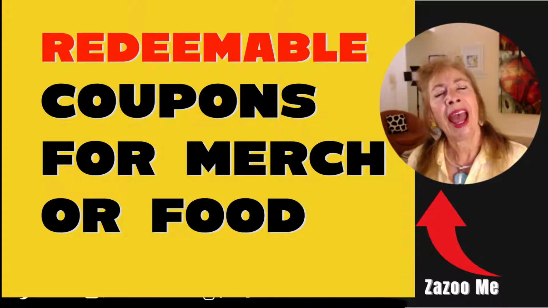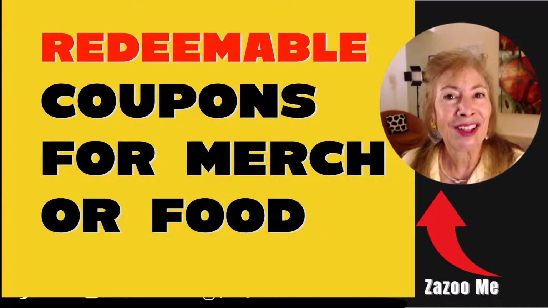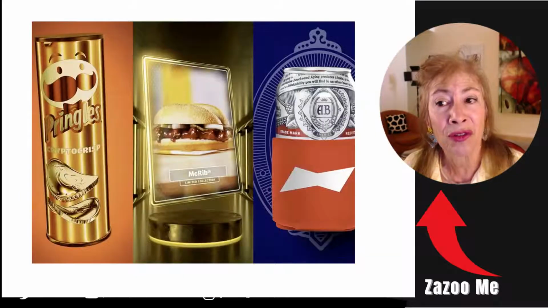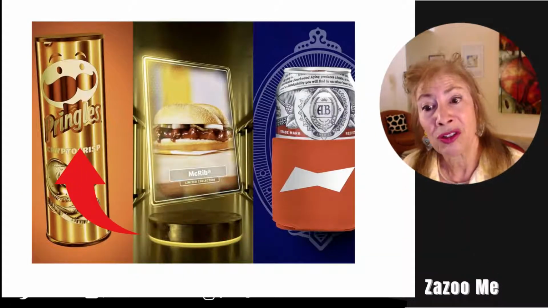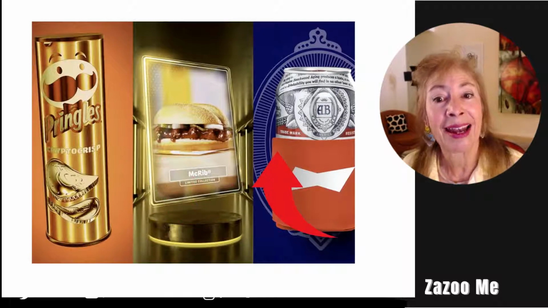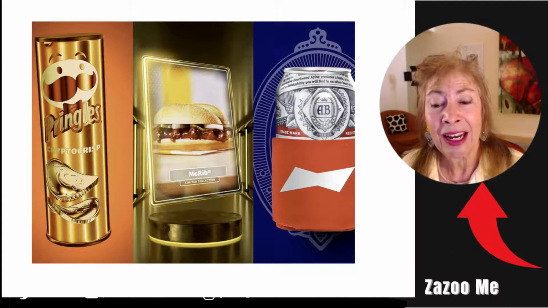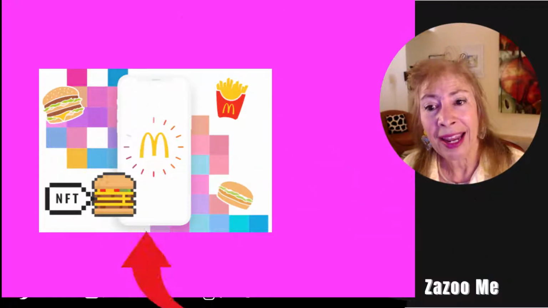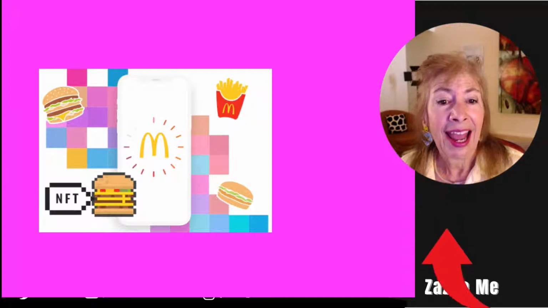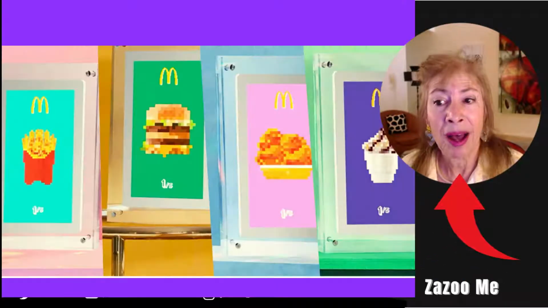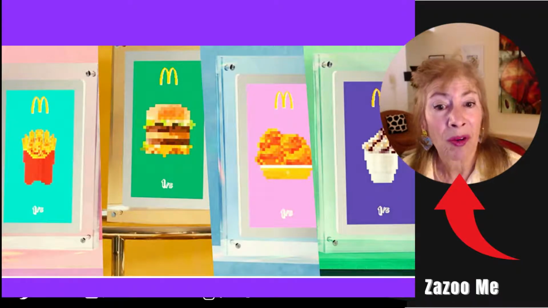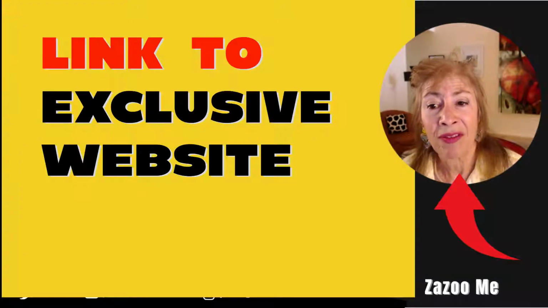Another way that companies, businesses, are using NFTs is as a coupon to redeem for merchandise or food. Who's doing that? Well, Pringles is doing that, McDonald's is doing that, beer companies are doing that, and it is really a smart way to jump on the NFT bandwagon and get people involved very quickly and very simply by giving away NFTs as coupons redeemable for merchandise, and McDonald's is doing a great job of that.